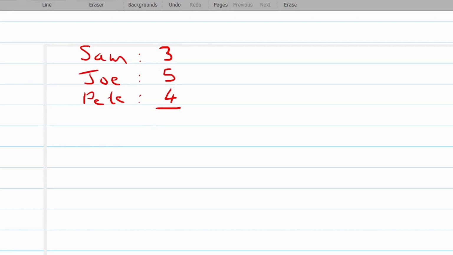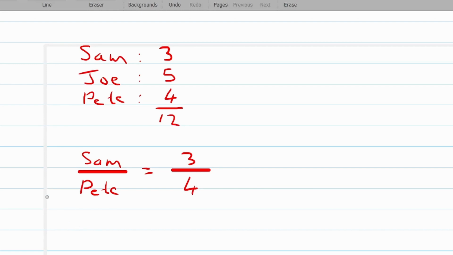Now, it's clear that if we add them all up together, we'll know the total amount of oranges they have. So 4 plus 5 is 9. 9 plus 3 is 12. But if we compare these in terms of ratios, we can then say the ratio of the amount of oranges Sam has, in comparison with, let's say, Pete, will be equal to 3/4.